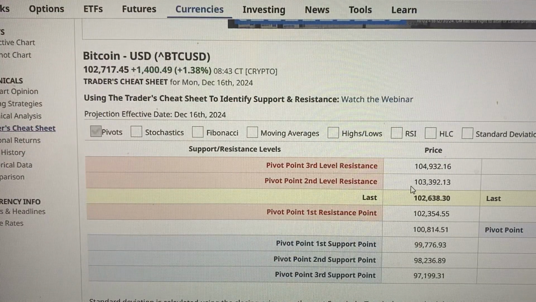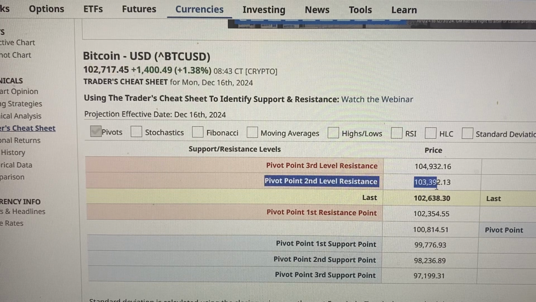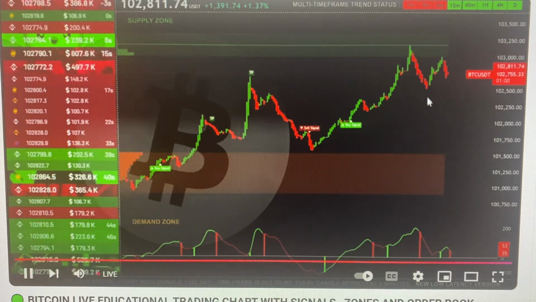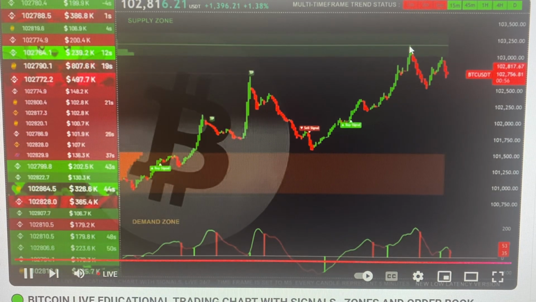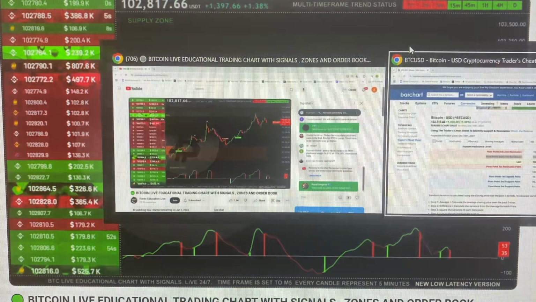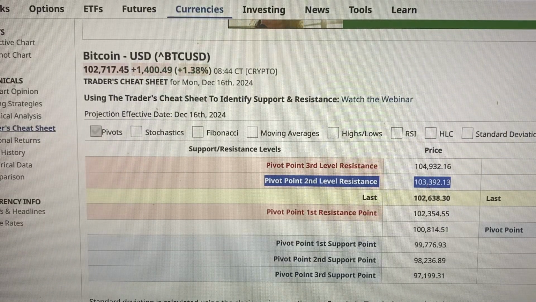I have limit orders to sell some Bitcoin at the second pivot point, at what is known as resistance on this trader's cheat sheet, at 103,392. So did it achieve such? Look. So here's the pivot point right here at 103,250. So 103,392. It's close, but it didn't get there.